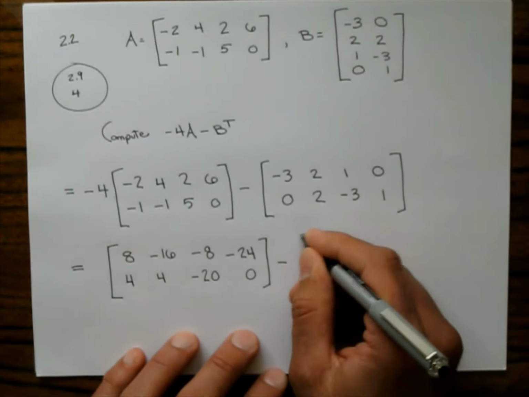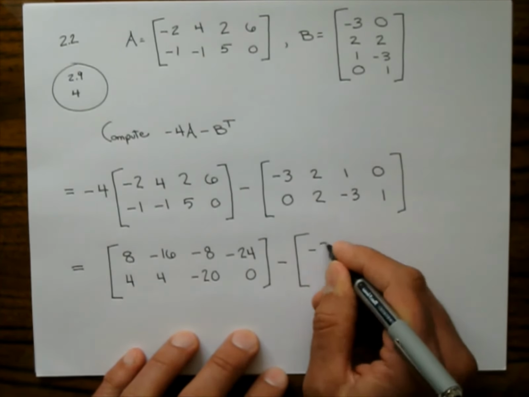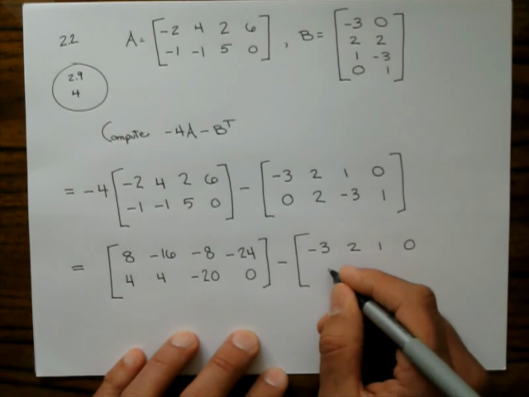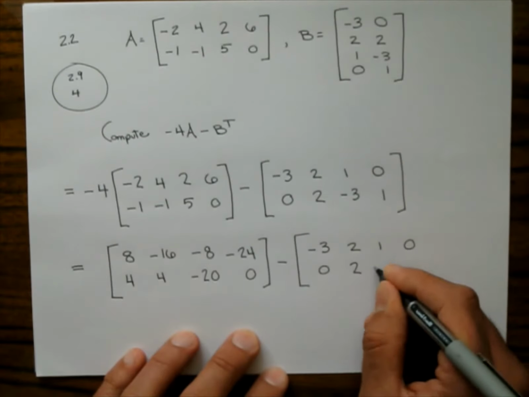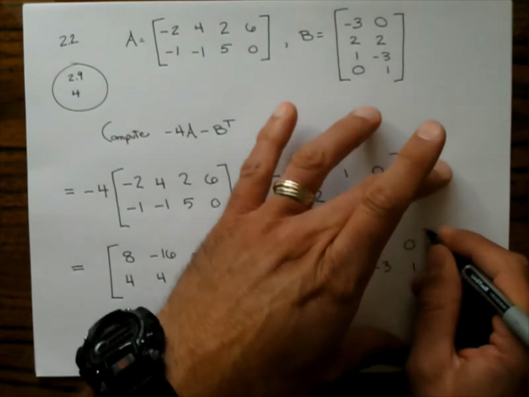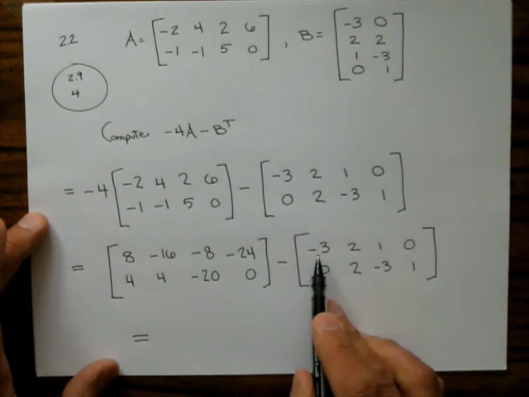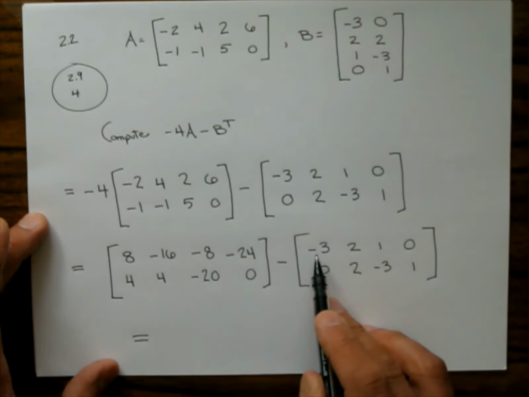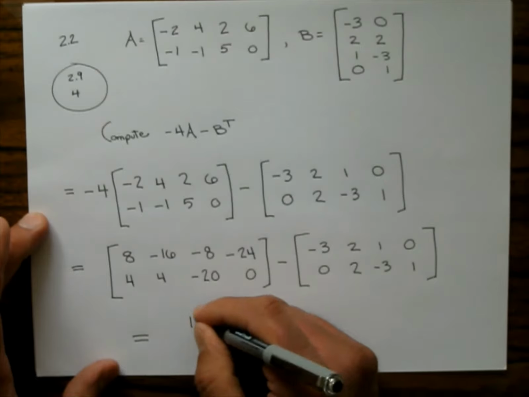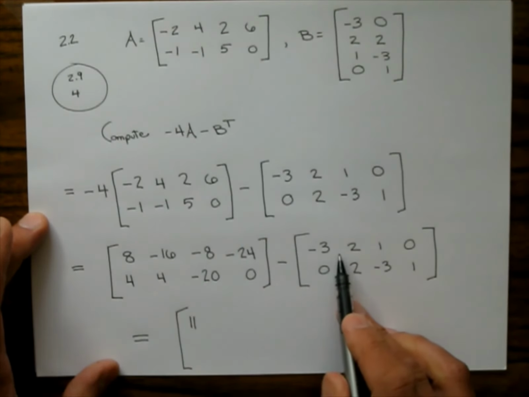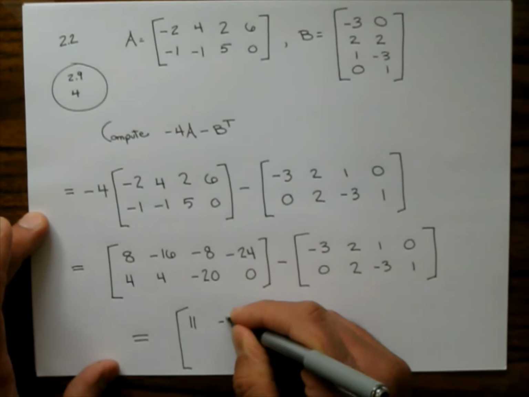And then I'm going to subtract this right here. So I'm just writing this same matrix right there: 0, 2, -3, 1. And now I'm going to go ahead and do subtraction. So subtraction, I just look at corresponding elements. 8 minus a -3 gives me 11. And -16 minus 2 is -18.